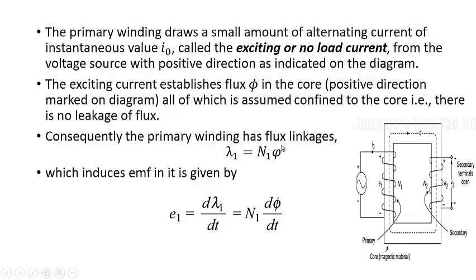So these flux linkages will induce this EMF E1, and I have told you how to calculate the direction. Now I will calculate the actual value. So this will be equal to d lambda 1 by dt, where lambda 1 is equal to N1 into phi, so it will be equal to N1 d phi by dt. This is the EMF that will be induced in this winding.